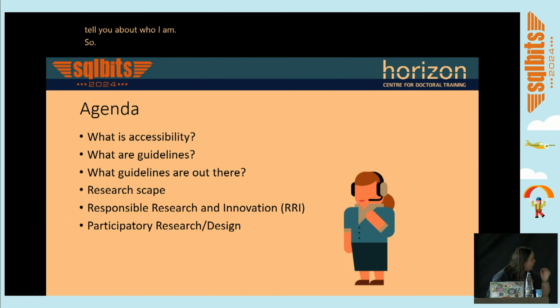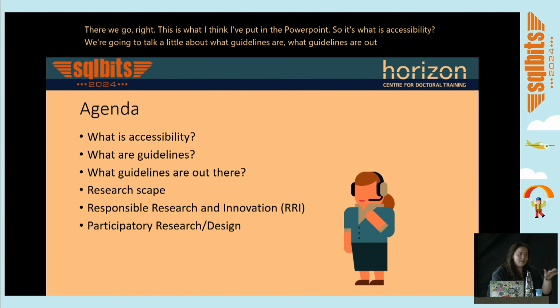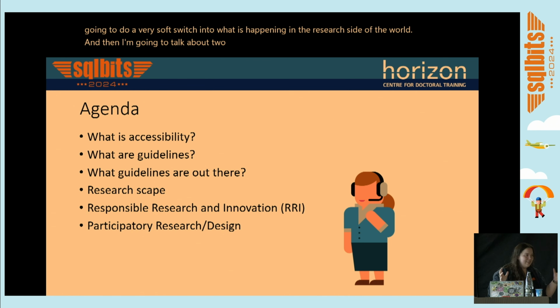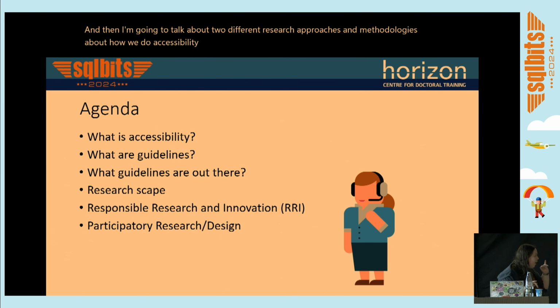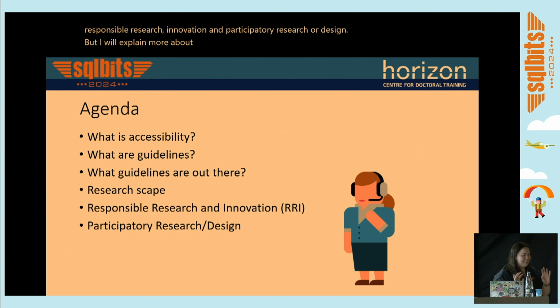Right, this is what I think I've put in the PowerPoint. So it's, what is accessibility? We're going to talk a little about what guidelines are, what guidelines are out there. I'm then going to do a very soft switch into what is happening in the research side of the world. And then I'm going to talk about two different research approaches and methodologies about how we do accessibility research. They are responsible research and innovation, and participatory research or design. But I will explain more about what those are later.